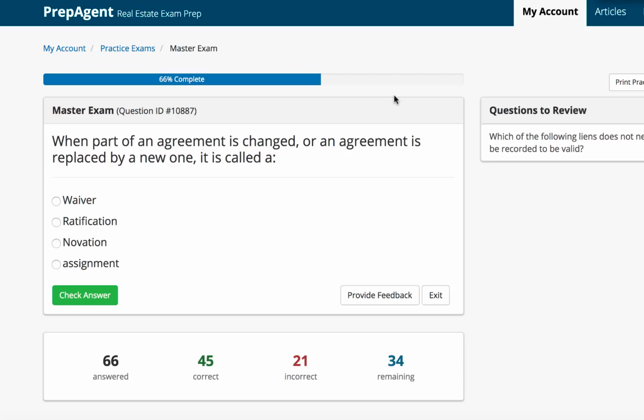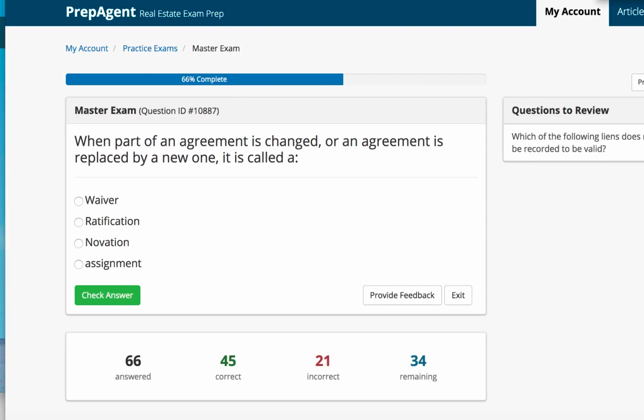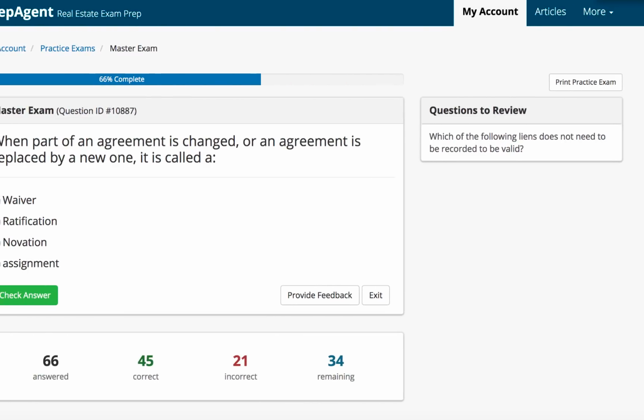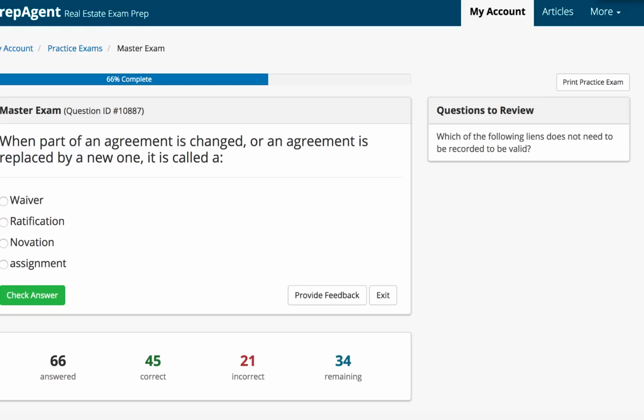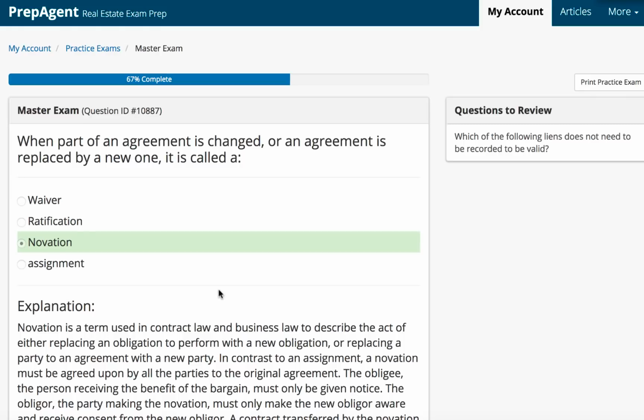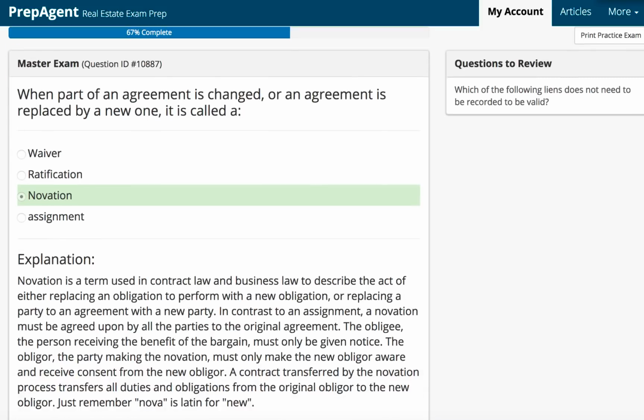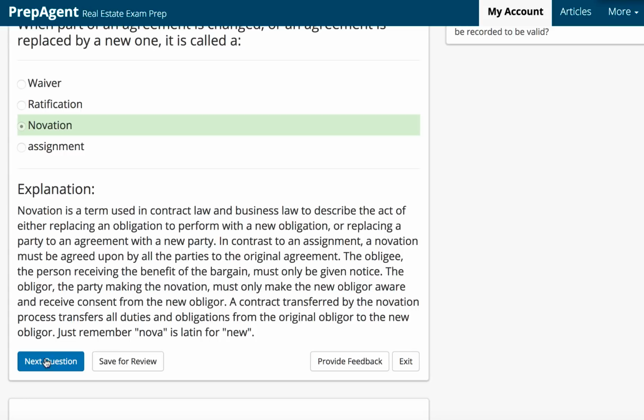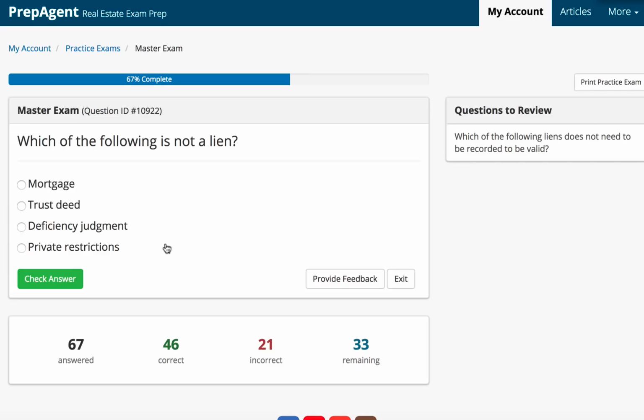When part of an agreement is changed or an agreement is replaced by a new one, it is called a waiver, ratification, novation, or an assignment. That one is novation. So we're going to go with number 3. Hooray! Remember, nova is Latin for new. Oh, that's how I remember that one. Okay.